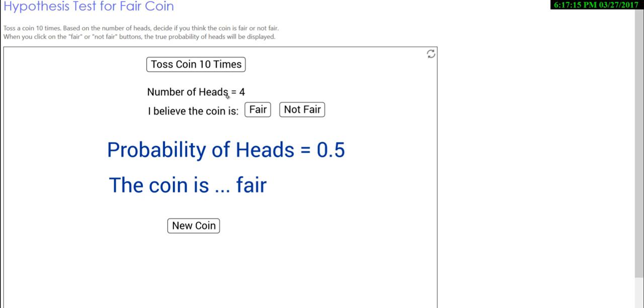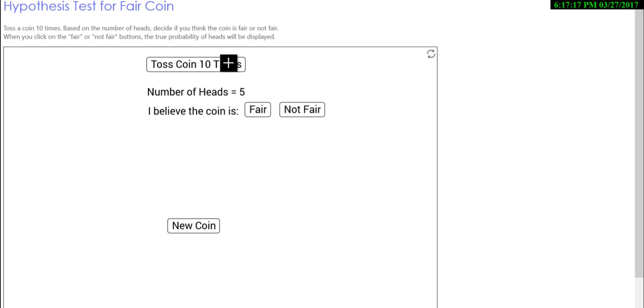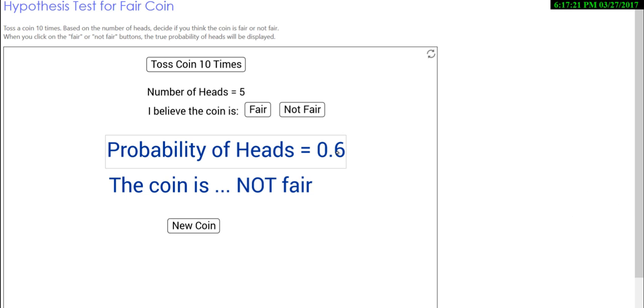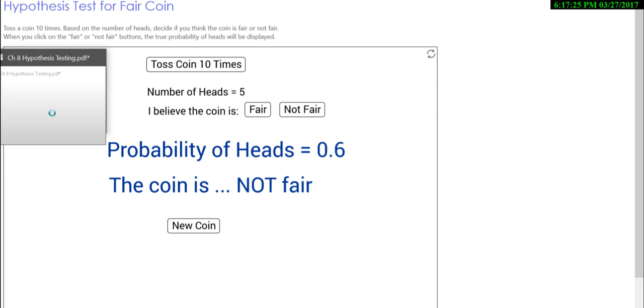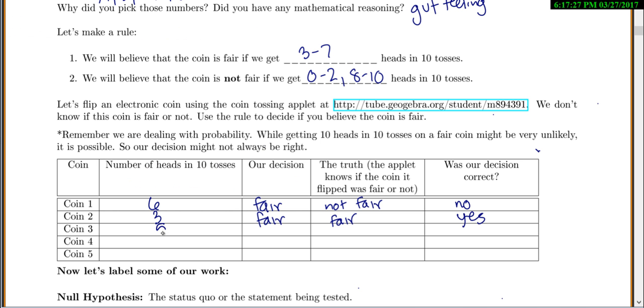Okay. New coin, let's toss it 10 times. We got 5 heads again. I believe the coin is fair, but this time it was once again 0.6, so the coin was not fair. Wait, why did I write 3 there? Sorry, the last coin was a 5. You guys need to say something. Alright, stuff like that. So we think it's fair, but it was not fair. So we were not correct.